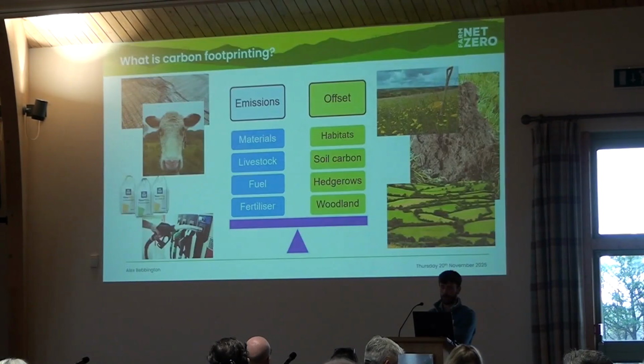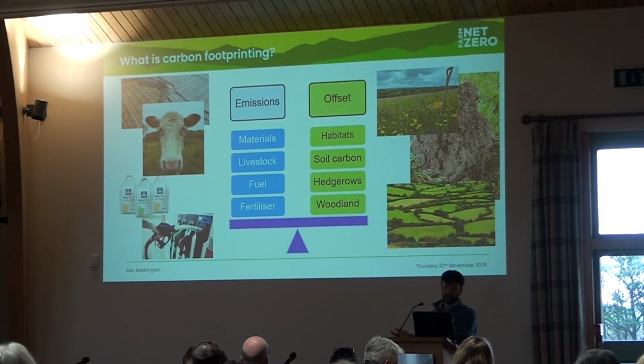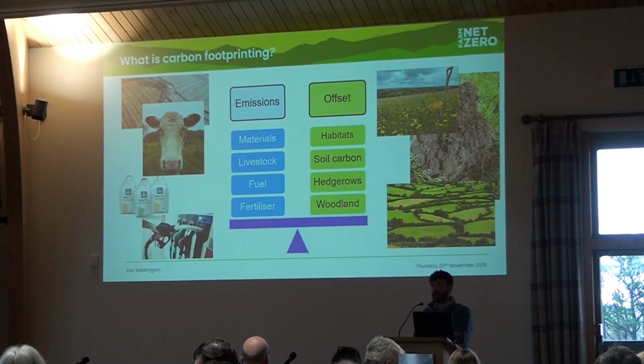So, what is a carbon footprint? Essentially, we're looking at everything on the farm that is emitting carbon. So, emissions from fuel, fertiliser, and livestock, both the ruminant emissions, but also livestock feed emissions, and materials. And we compare that against things on the farm that are capturing carbon, so things like woodland, hedgerows, habitats, and soil carbon. We try and balance the two, and we compare them in CO2 equivalent to standardise the different greenhouse gases.